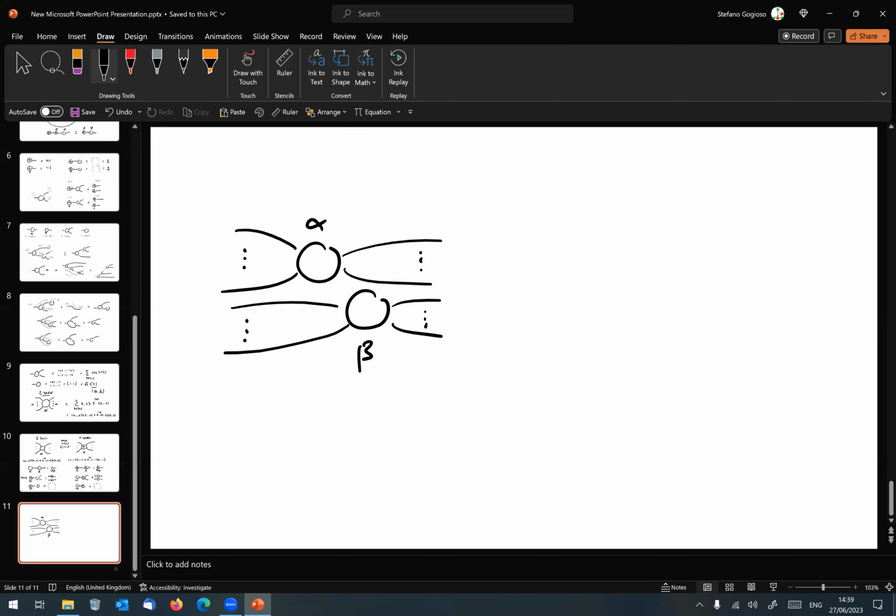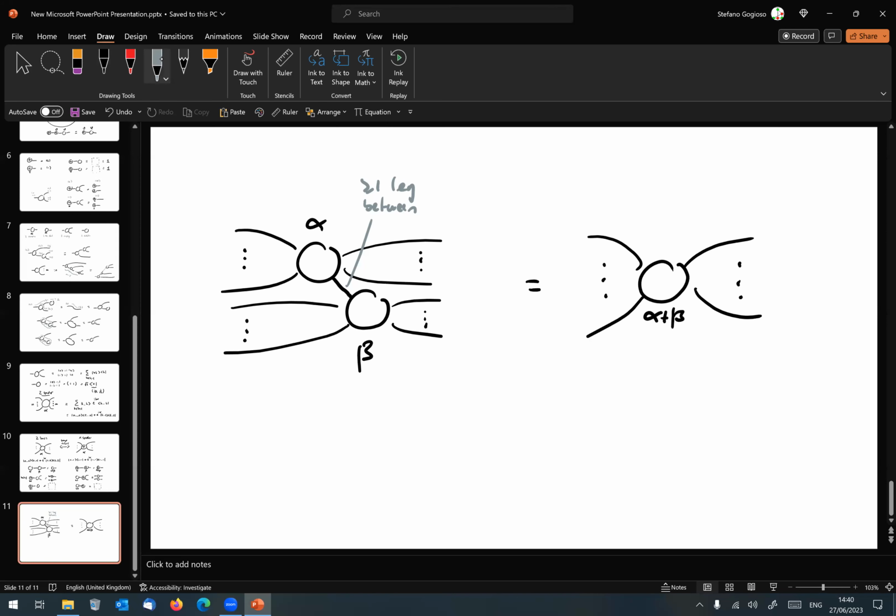And they have at least one leg between them. So this is at greater than or equal to 1 leg between, okay? So they have to touch. They have to be connected. If they are connected, then you can take them and fuse them into a single spider. You add the two angles. You take all the legs in input, they go into the same spider. All the legs in output, they go into the same spider.